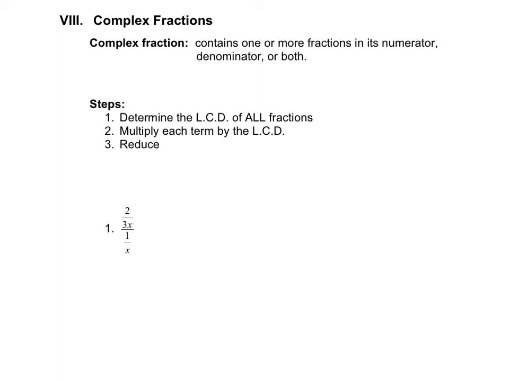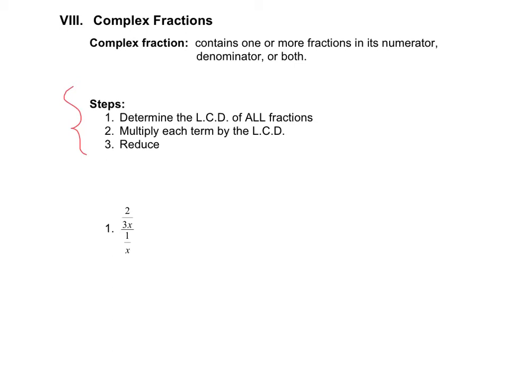The steps on how to actually simplify a complex fraction are as follows. You have to determine the LCD of all fractions, then multiply each term by the LCD, and then finally reduce it. The reason you're multiplying each term by the LCD is because you want to get rid of all the extra denominators so you end up with a single top and a single bottom in a fraction.